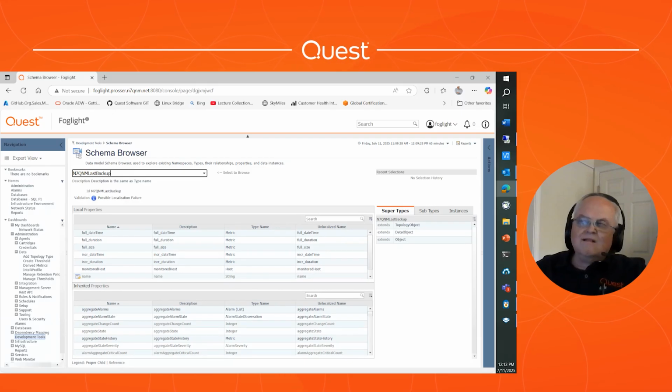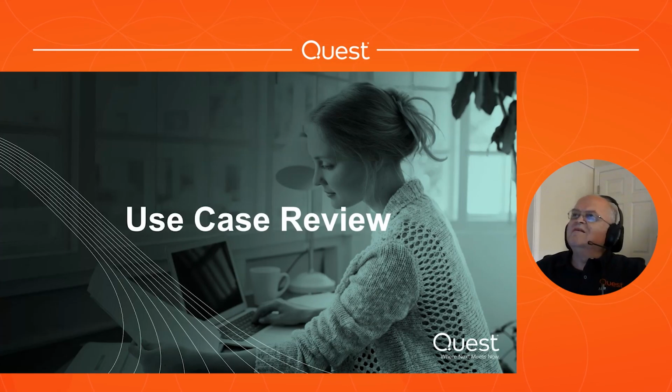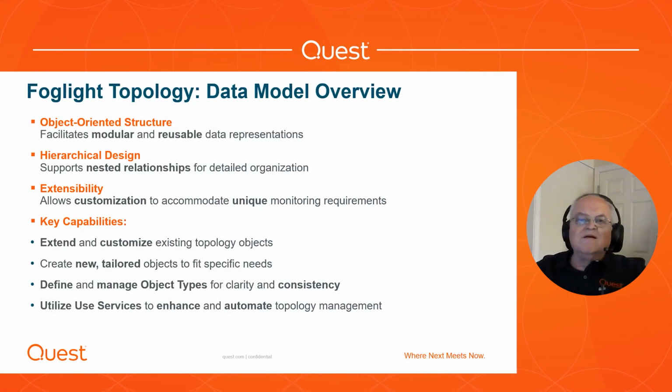So let's go back to my demo here in the slides, and we'll talk about the Foglight topology data model. Okay. Topology is a complex word for data model, right? It's the Foglight data model. We're object oriented, modular and reusable data representations.